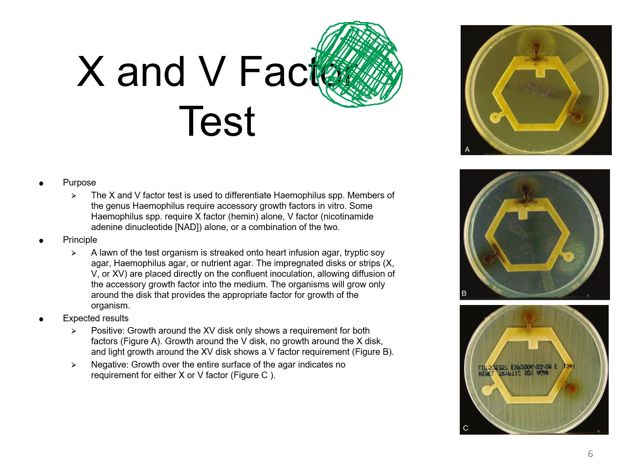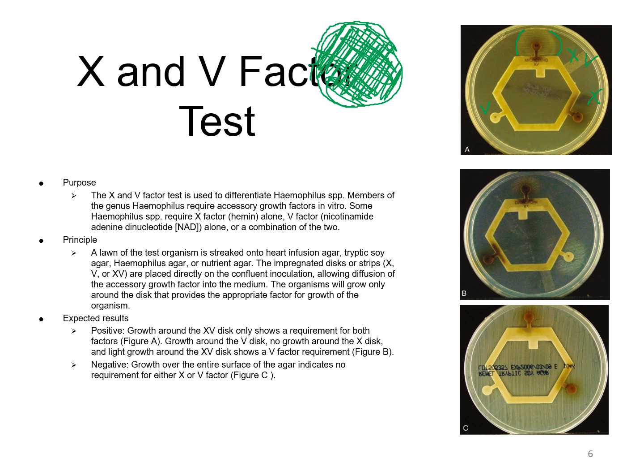Each of those strips, the little pointed end, has one of the factors in it. So this top one has V, X, and XV. This particular organism has growth around XV, and so this is considered a positive growth, or it requires X and V in order to grow.